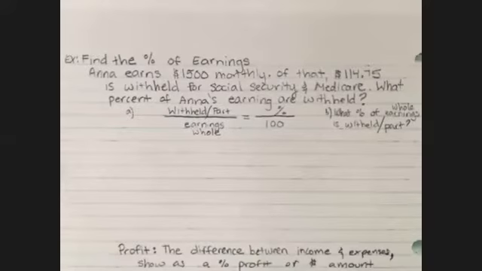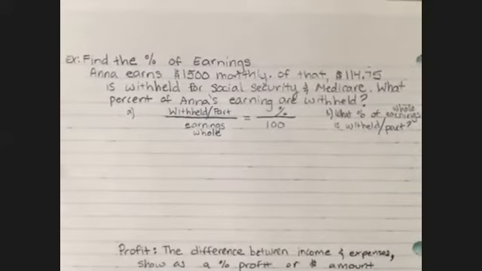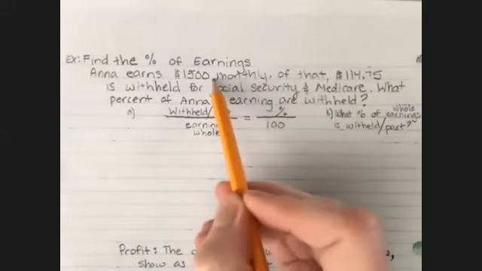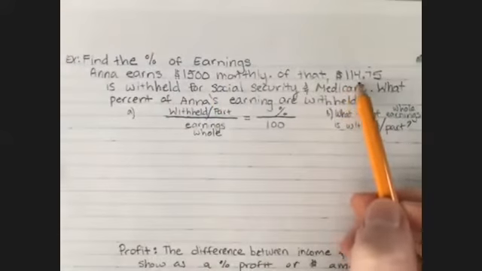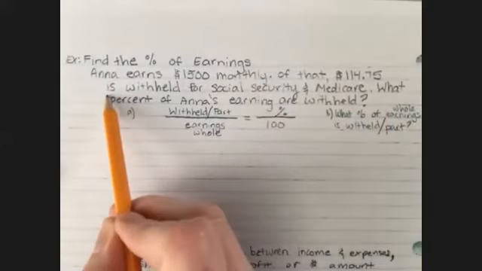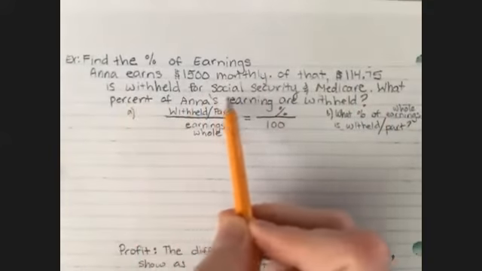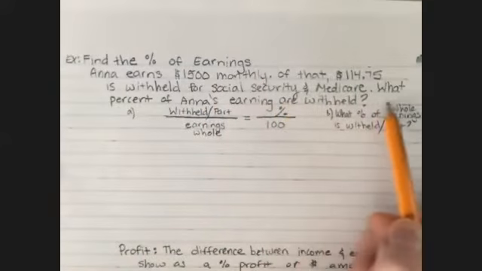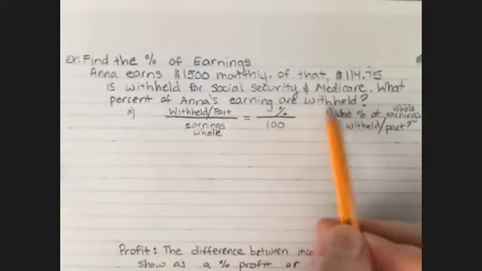All right, this time you're finding the percent of earnings. So before we were looking at money amounts for all the answers, but this time you're looking for actually the rate. What is the percent? So Anna earns $1,500 monthly. Of that, so of this, $114 is withheld for Social Security and Medicare. What percent of Anna's earnings are withheld?